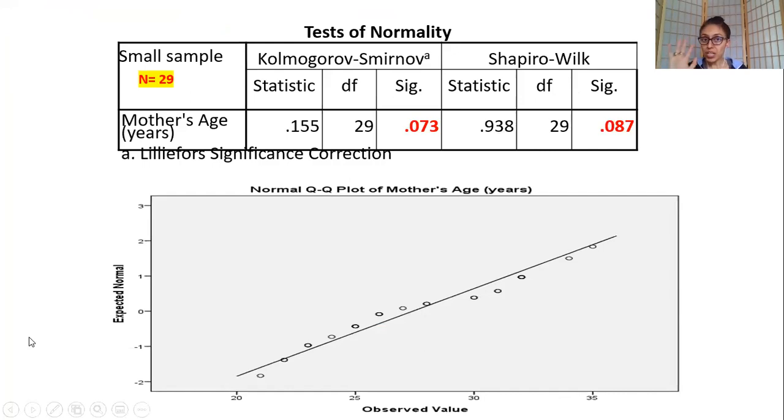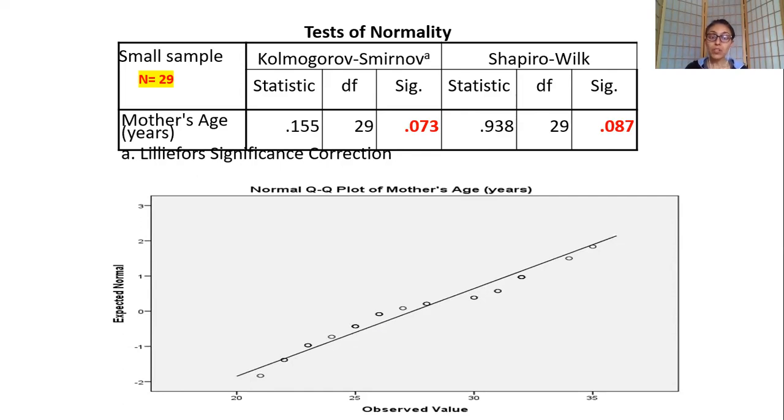Okay, so this is another hypothetical example. These are all hypothetical examples. Now you have a small sample size. You just have 29 mothers in your sample, and you are again looking at mother's age. Over here, if you see, this test is, say, non-significant. So when you have non-significant, what does it mean? That the data is normally distributed. And the QQ plot is also not that bad. All of the dots are pretty close to the model fit line. So yes, for a smaller sample size, this could be much more accurate, but for a larger sample size, it may give you errors.